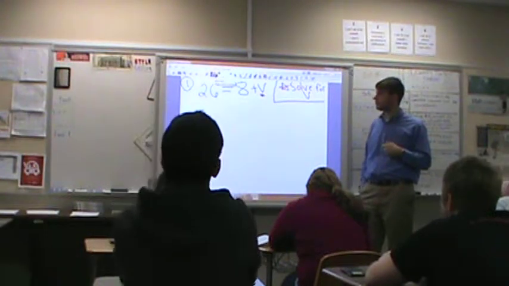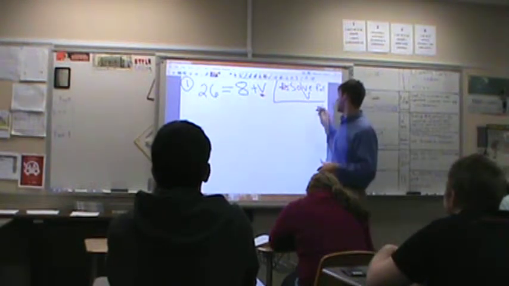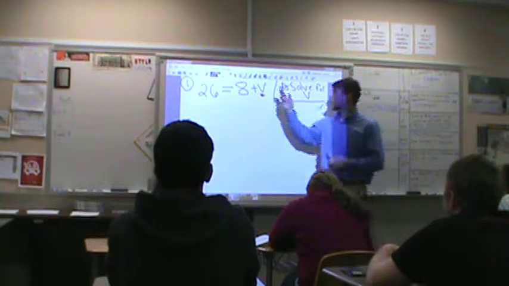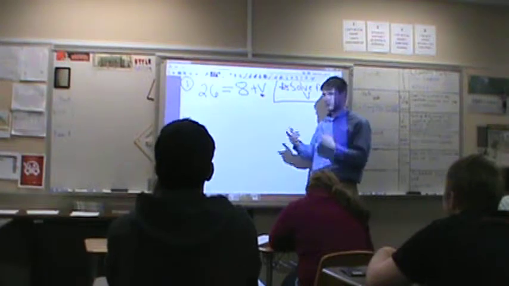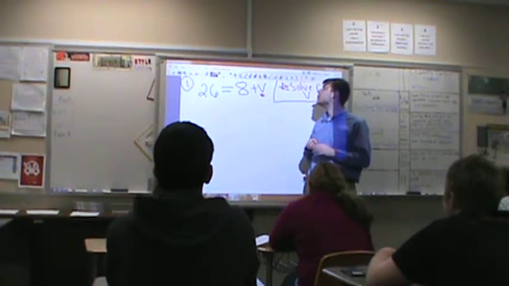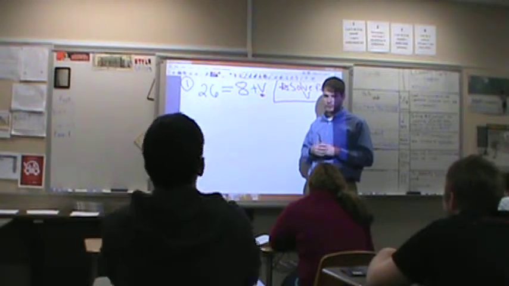What's our constant? James? The 8. Beautiful. The 8's our constant. Okay. 26 equals 8 plus v. If we really needed to, we could flip it around. We don't have to. We need to get what part alone?